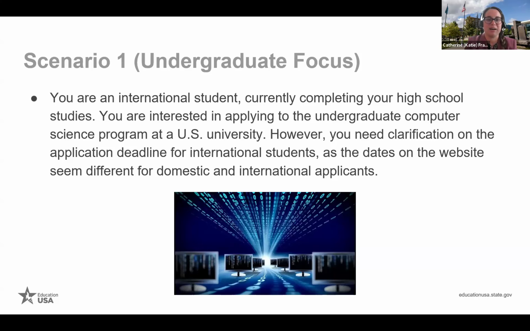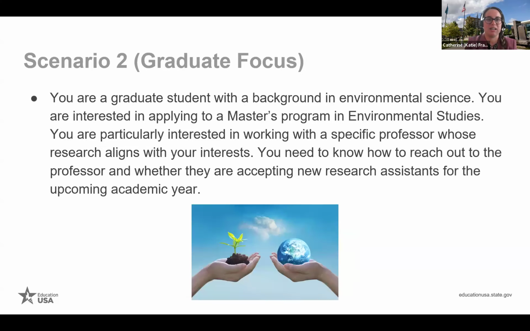So great. The next example is for graduate. Are there any graduate applicants out there? This is one that's a little different. You're a graduate student with a background in environmental science. You're interested in applying to a master's program in environmental studies. You are particularly interested in working with a specific professor whose research aligns with your interests, and you need to know how to reach out to the professor and whether they're accepting new research assistants for the upcoming year. What would you say? You can type it out or speak if that's easier.